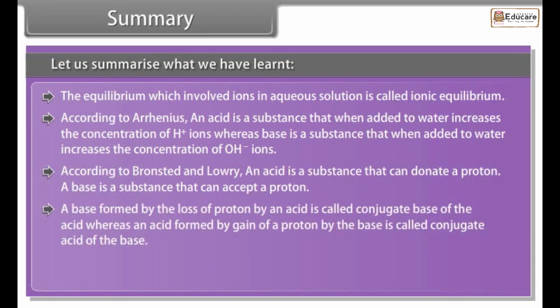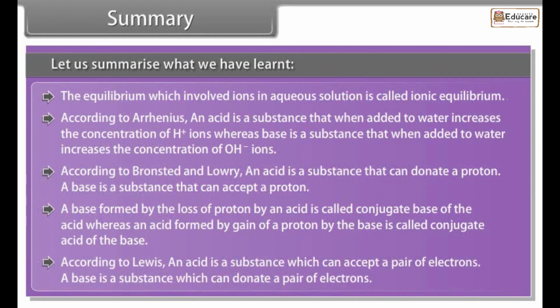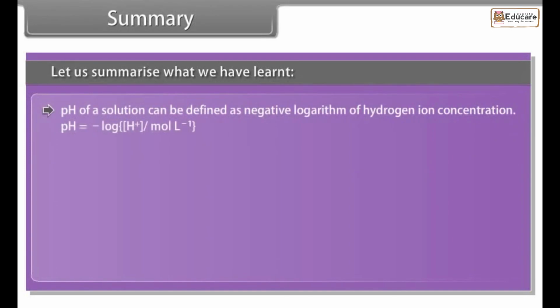A base formed by the loss of a proton by an acid is called the conjugate base of the acid, whereas an acid formed by gain of a proton by the base is called the conjugate acid of the base. According to Lewis, an acid is a substance which can accept a pair of electrons. A base is a substance which can donate a pair of electrons. The pH of a solution can be defined as the negative logarithm of hydrogen ion concentration.